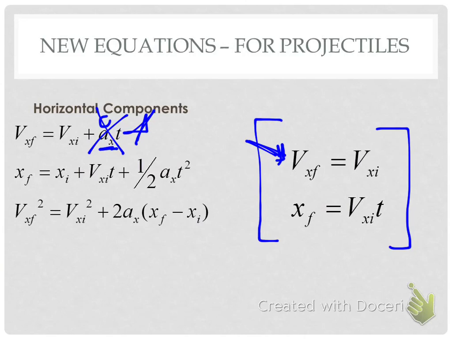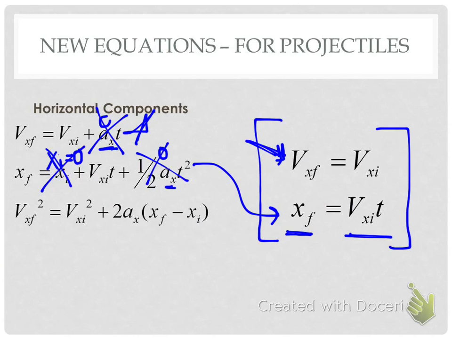The second one, x final equals x initial plus vxi t plus 1/2 a t squared. What's the acceleration in the x direction? 0, which means we can get rid of that whole term. What is the initial position most of the time? 0, so I can get rid of x sub i. That leaves us with x final equals vxi t. All we're doing is abbreviating these horizontal equations, so that leaves us with this equation here.